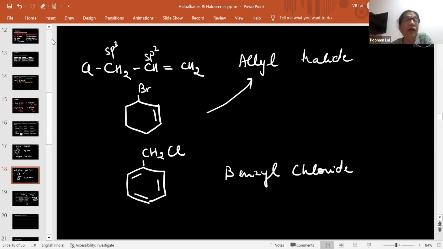So you could have benzyl, allyl, vinyl, aryl, alkyl, five. You should be able to identify five different ones. Alkyl is when there is an alkane which is substituted and one halogen is attached. Aryl is when it is directly attached to the benzene ring. Benzyl is when it is on a carbon side chain. Allyl is where it is adjacent to the sp2 hybridized carbon. And vinyl is when it is in an open chain, but directly on the carbon atom which is sp2 hybridized.